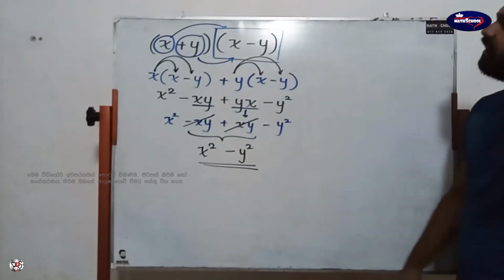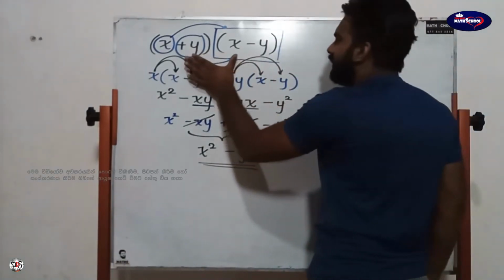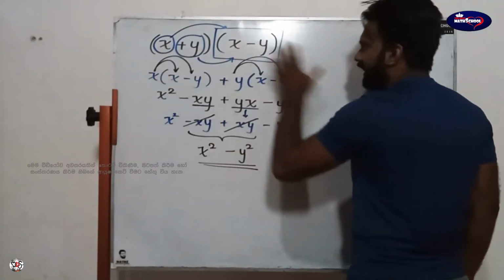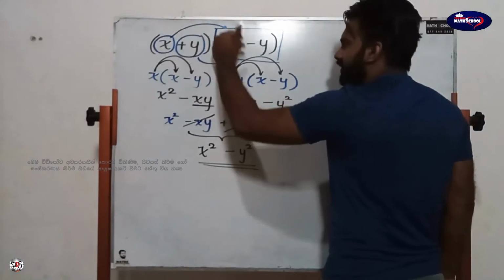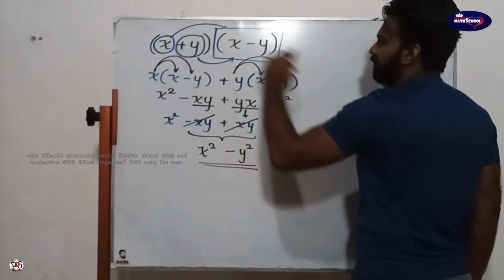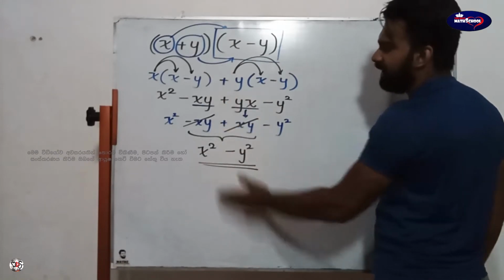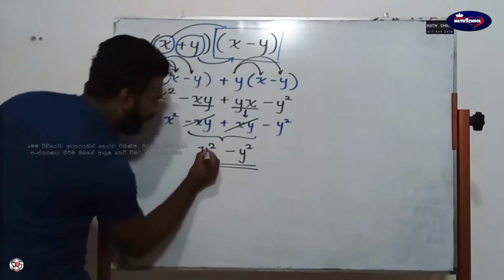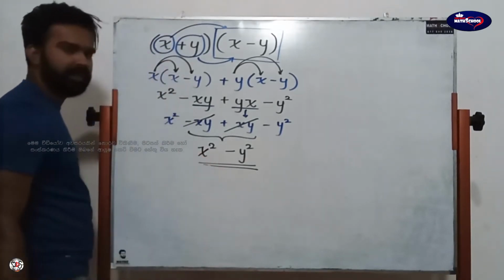So now if they have given something like this, right? If they have given something like this, we have just expanded this and we have got the answer. That means by multiplying all these things, we have obtained the final answer as x squared minus y squared. Something like this we have obtained.